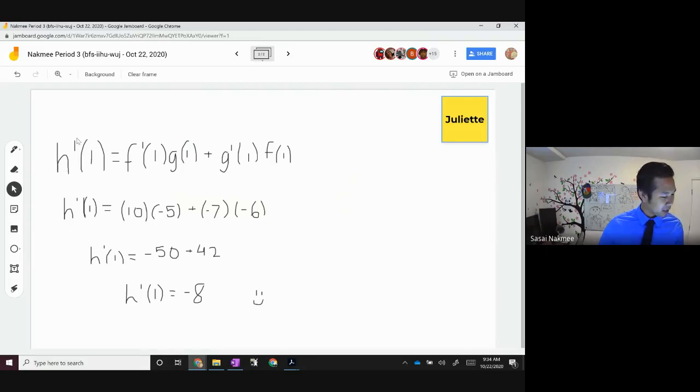But same thing, look. She wrote down that we're looking for h prime of 1, and she wrote down the product rule and wrote down 1s inside for all these x's. That's beautiful. We just evaluated looking at the table. Once you know which rule to apply, and in this case, once you applied the product rule, we just go ahead and plug those in. And she also got a nice -8.